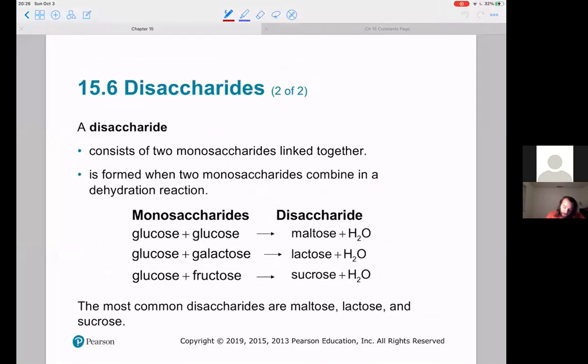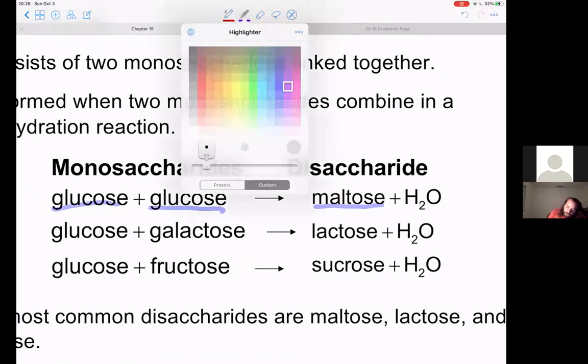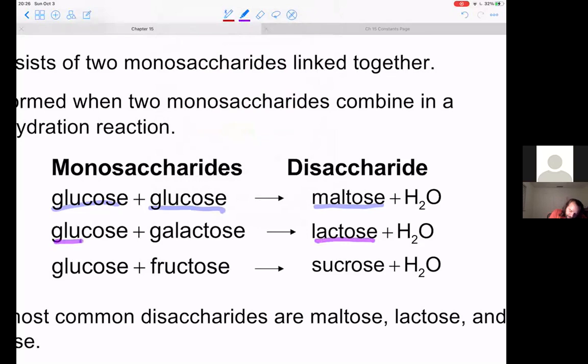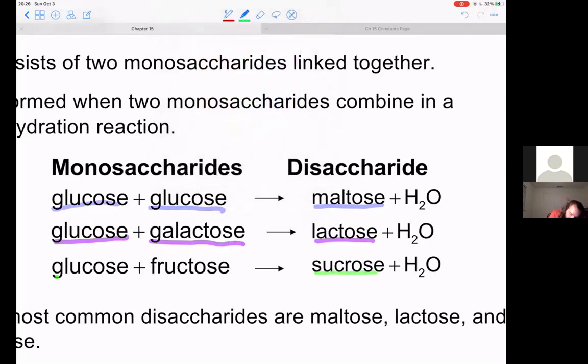Okay, so there are three famous disaccharides that we just got to know what they're made of, okay? Maltose is made up of 2 molecules of glucose. Lactose is made up of glucose and galactose. And sucrose is made up of glucose and fructose.